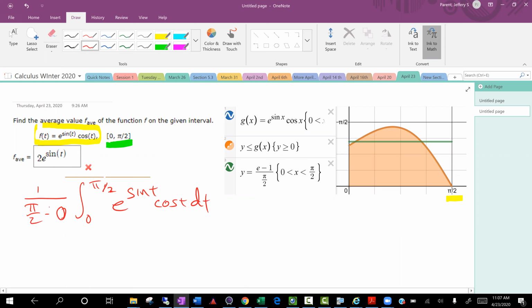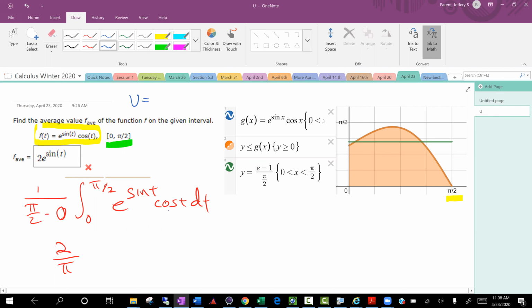Now, out in front of the integral, I can simplify that ratio as 2 divided by pi, right? Because dividing by a number is like multiplying by its reciprocal. Inside the integrand, I don't know what the antiderivative of this is off the top of my head, but I can make a U-substitution. So let's see about doing that. Any suggestions for u?